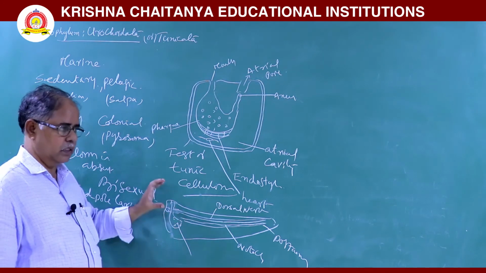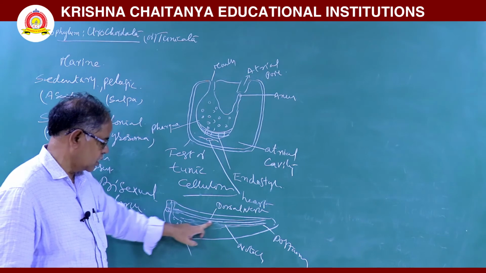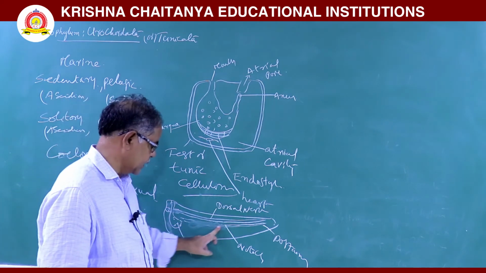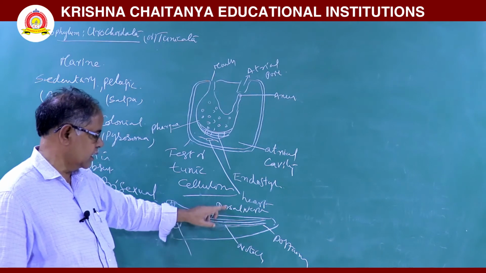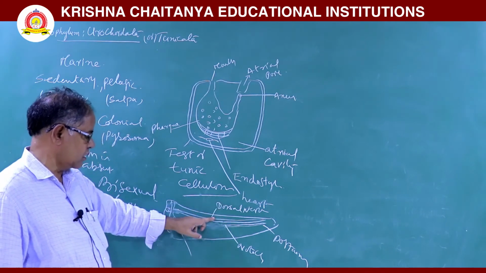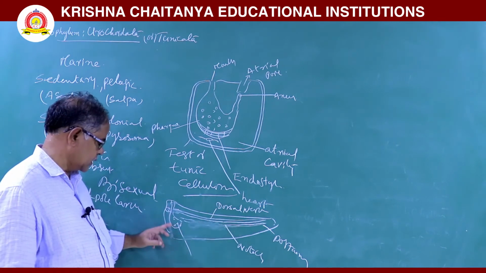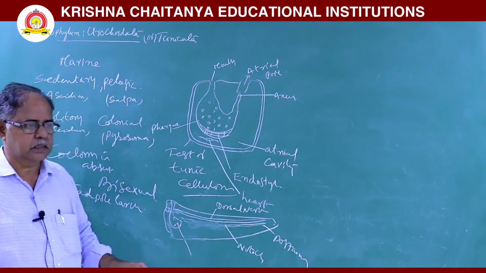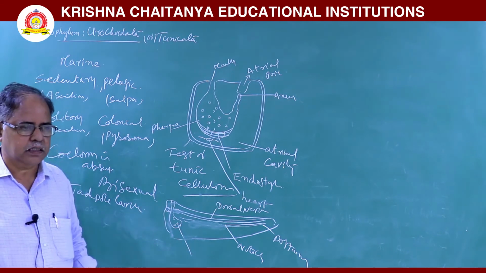In the larval stage, the notochord is present in the tail region. Next, the dorsal nerve cord is present. Next, the post-anal tail is there. Next, pharyngeal gill slits are there. Next, the brain is well developed. Sensory organs are there.